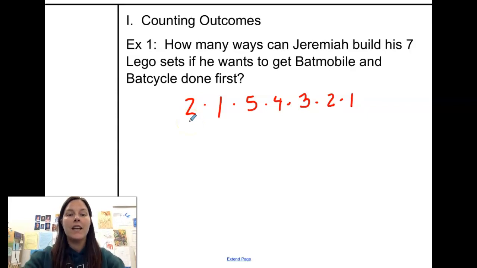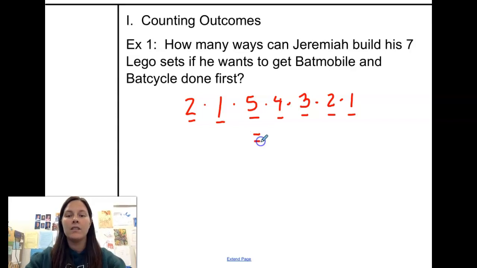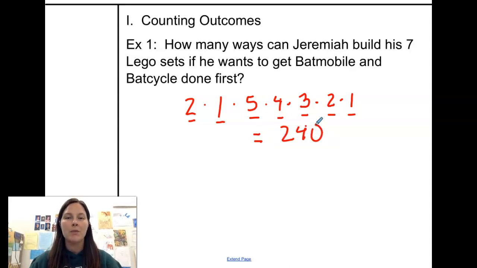So again, notice there are 7 different events that we have multiplied together, but the number of choices for each event has been a little bit different and a little bit harder to think about than it was yesterday. So he built all 7 Lego sets, so he had 7 events, so we should have 7 numbers being multiplied together. And then we thought about how many options did he have each time, which would give us a total of 240 different possible ways that he could build his Lego sets.